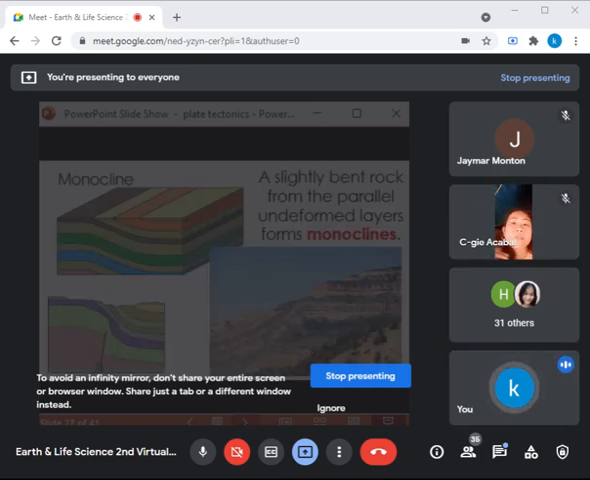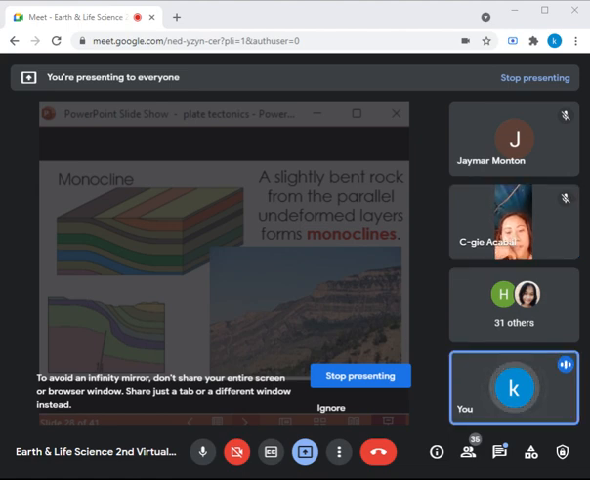And then this one is an example of a monocline. So a monocline is a slightly bent rock from the parallel undeformed layers. So gitawag nato na siya og monocline. So makita nato diha sa picture na ang monocline, di ba nakita ninyo ang layers, no? Wala siya ni go upwards, wala pod siya ni move downwards, pero ni slant ra siya og gamay. Okay, nakita ninyo nga mura siya og hiwi. Okay, that is an example of a monocline.